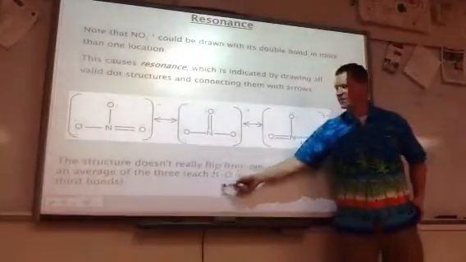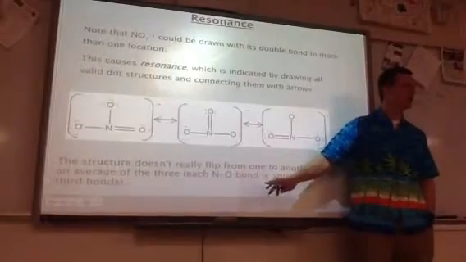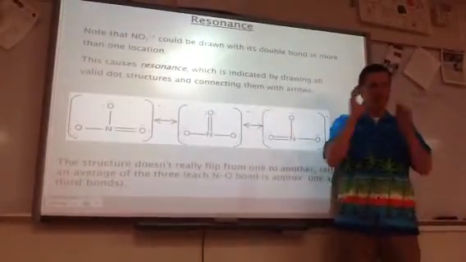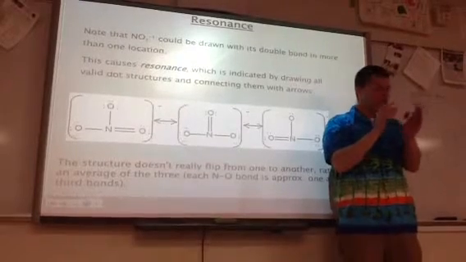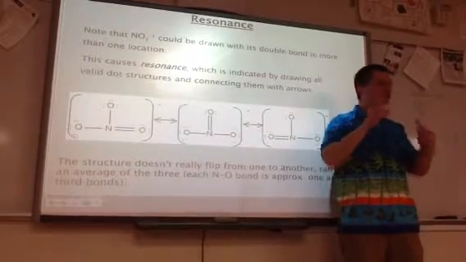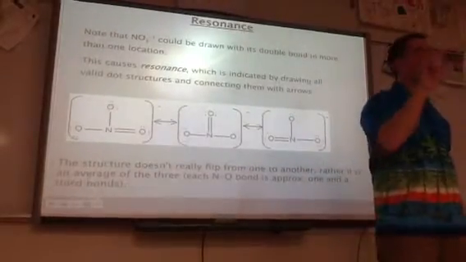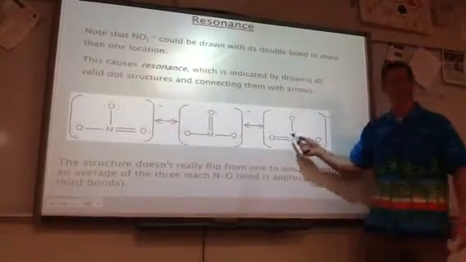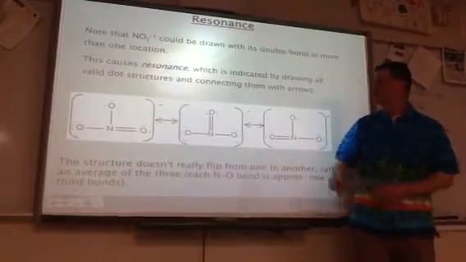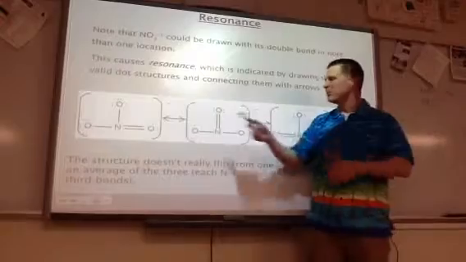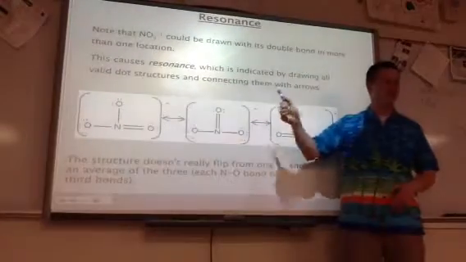Now, I want you to especially read the bottom statement down here. That's the justification for when this is analyzed. When we look at nitrate, literally with an infrared spectrometer, it will indicate that all 3 of the NO bonds are the exact same length. So it's not one short and 2 long. It's all 3 are the same because of this resonating structure.